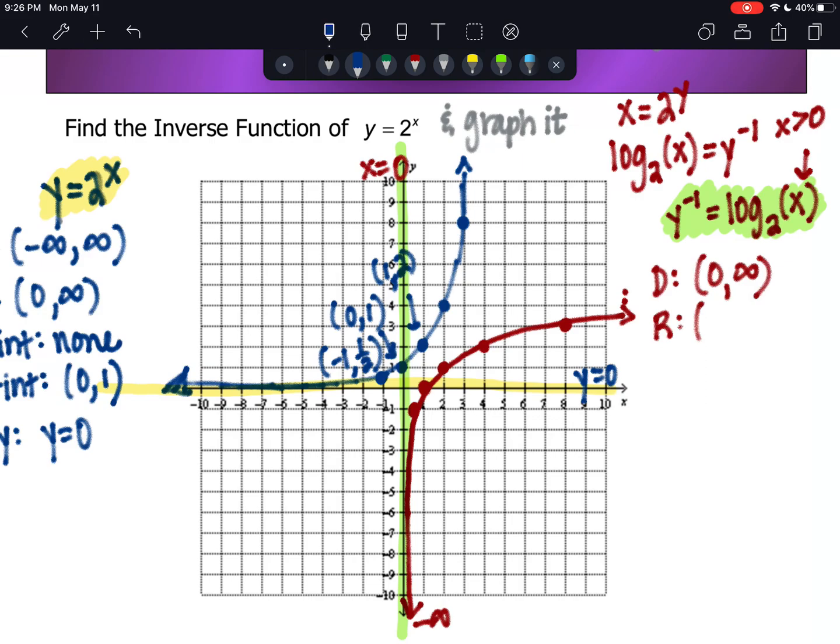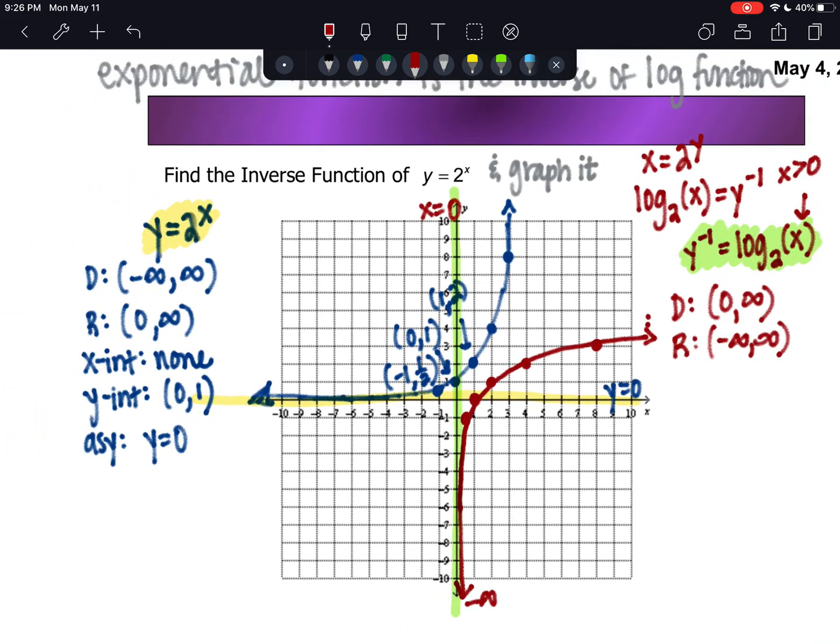So I'm going to write y equals 0 right there because I erased it. That was our horizontal asymptote. Our range is -infinity to +infinity. Notice how on the inverses, the domain becomes the inverse's range, and the range becomes the inverse's domain, because your x's and y's are flipped.